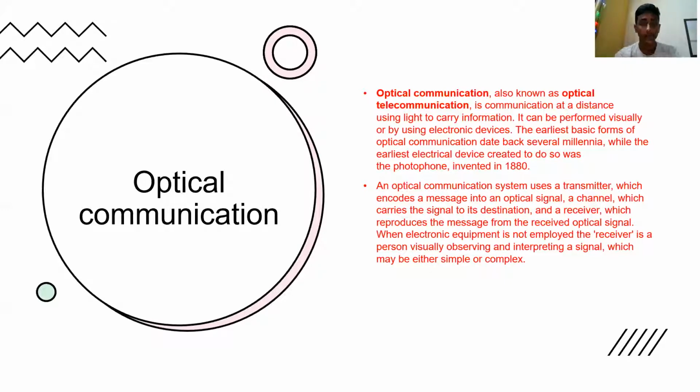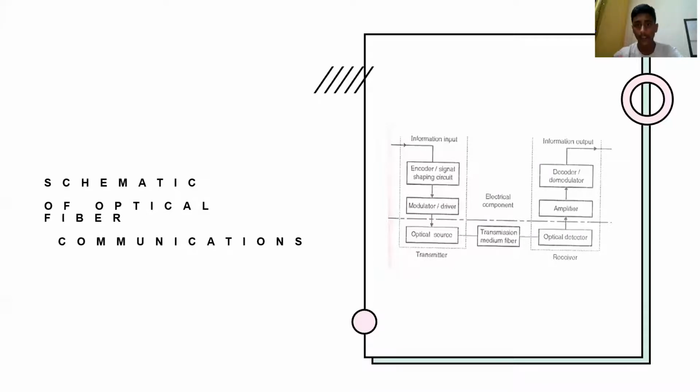In an optical fiber communication system, there's a transmitter, a medium to carry the signal, and a receiver. I'll tell you exactly how things work. An information input signal is fed to an encoder, which feeds a modulator driver, and then that signal is transformed into an optical source, which is carried by a transmission fiber medium to an optical detector, which converts the signal, amplifies it, and decodes it, and the information output is produced. This is how the entire optical fiber communication system works. This is basically a schematic.